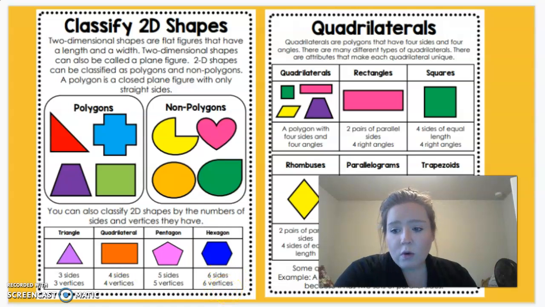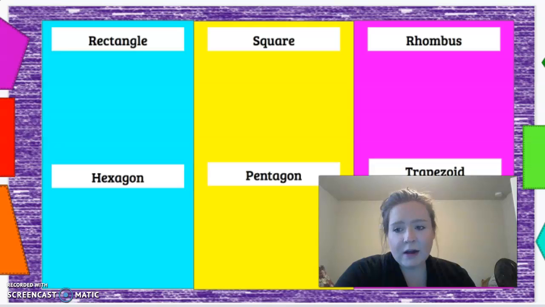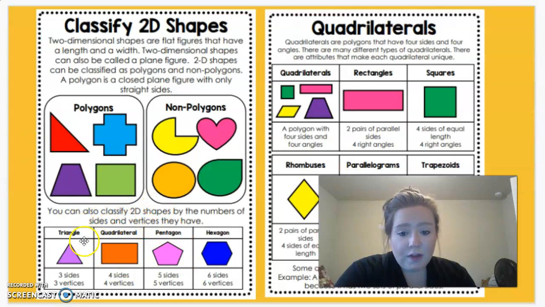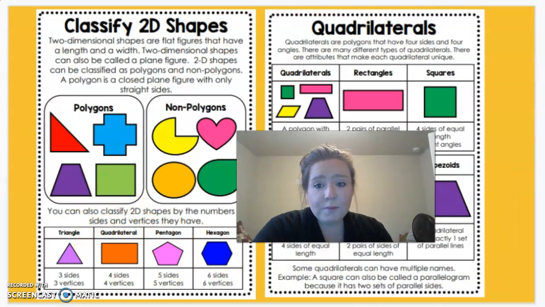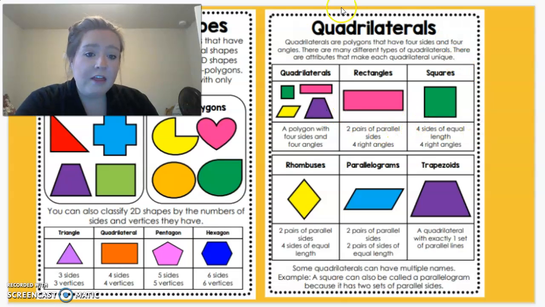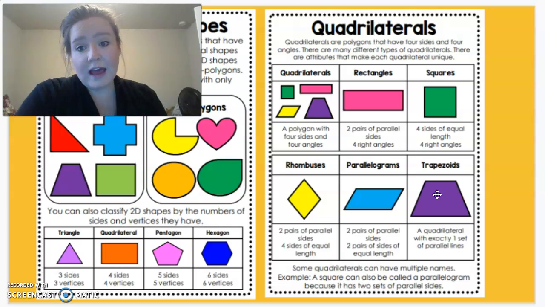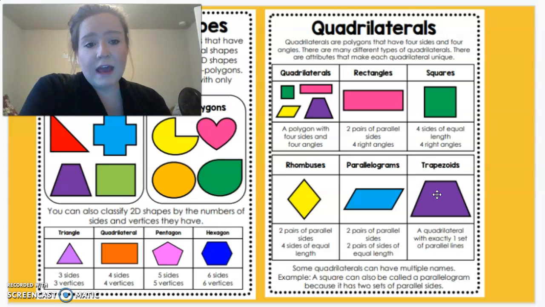So when you're working on this assignment down here where you're matching what shape goes where, I really, really want you to refer back to this little part right here because that's going to help you. And also, this anchor chart is going to be really beneficial to you when you're doing that part of this assignment as well, okay?